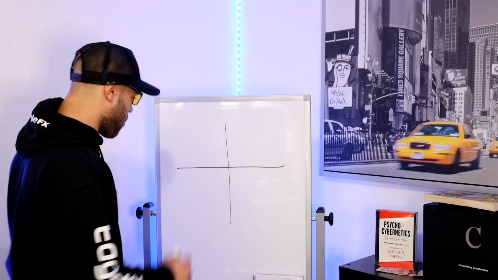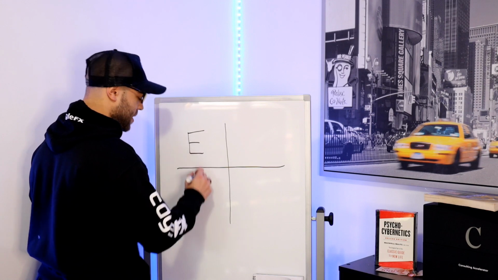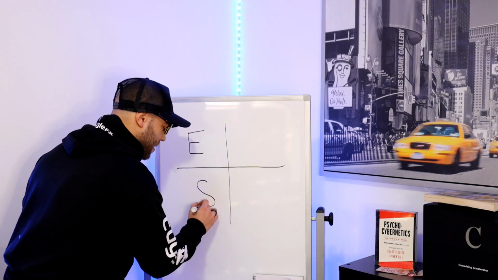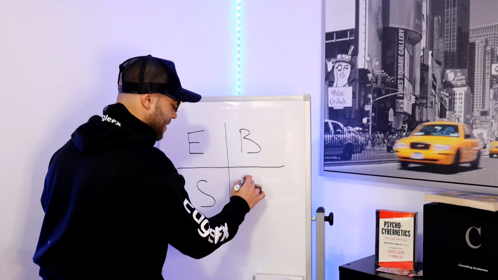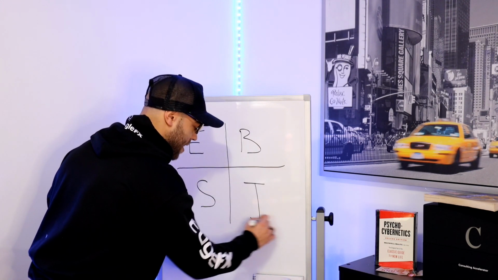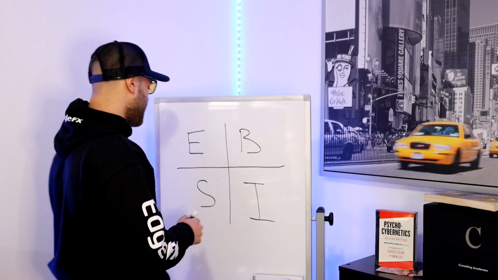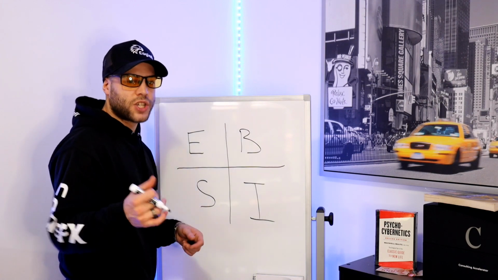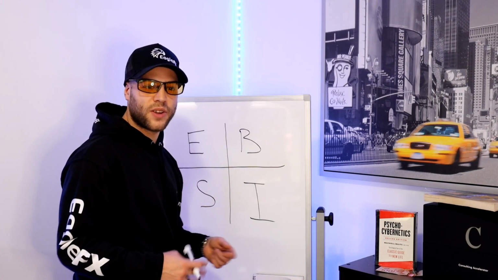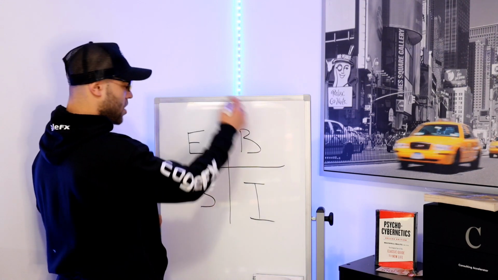So in the Cash Flow Quadrant, you start as an employee. There's the E, the S, the B, and the I. Now, everyone starts as an employee, pretty much, unless you're a trust fund baby or something like that, right? You might start as an investor, but pretty much everyone starts as an employee.